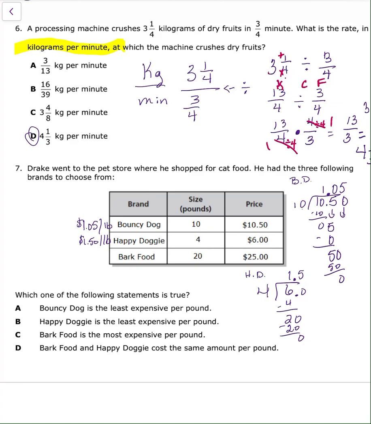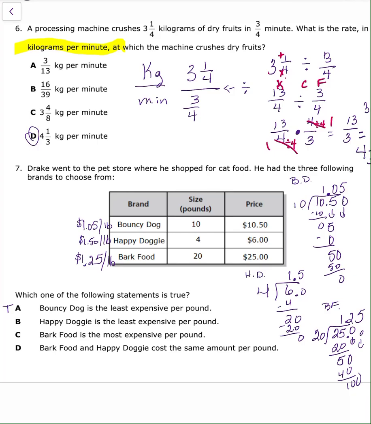And then Bark Food, that's a funny name. Bark Food is $25 for 20 pounds. It's 1. Okay, so this one's $1.25 per pound. Okay. Bouncy Dog is so we're looking at A. Bouncy Dog is the least expensive. So Bouncy Dog sure does look like that, $1.05. So I'm going to put a true right here.